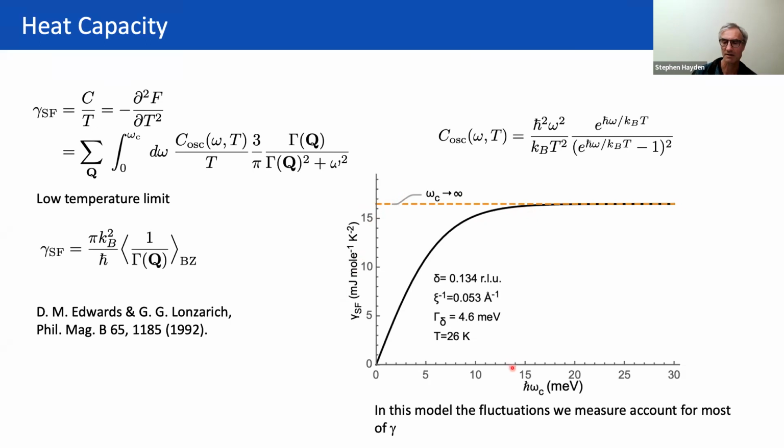So the interesting thing about this plot here is if we do this as a function of cutoff, we can see that the fluctuations that we've measured up to about 10 millivolts are actually the ones that are causing the specific heat in this model. It's not like we're extrapolating up to 50 millivolts or something. So in this model, the fluctuations we measure account for most of the gamma.